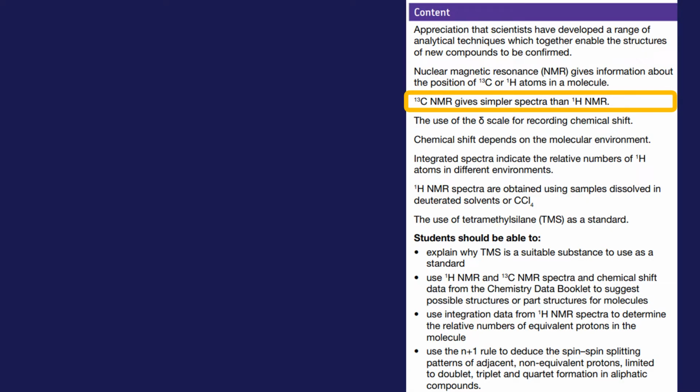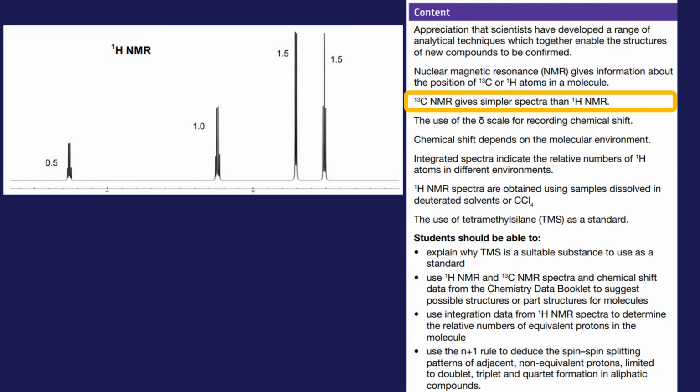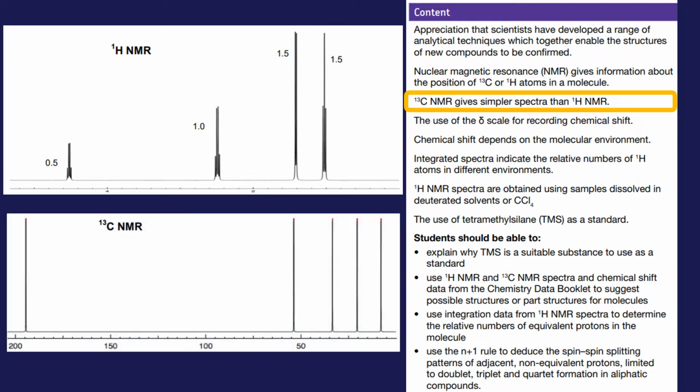Okay, so let's just get rid of this one first because you haven't seen any carbon NMR or you haven't seen any proton NMR. So I'm going to show you some. Let's have a look. This is what a proton NMR looks like. And this is an example of a carbon-13 NMR.